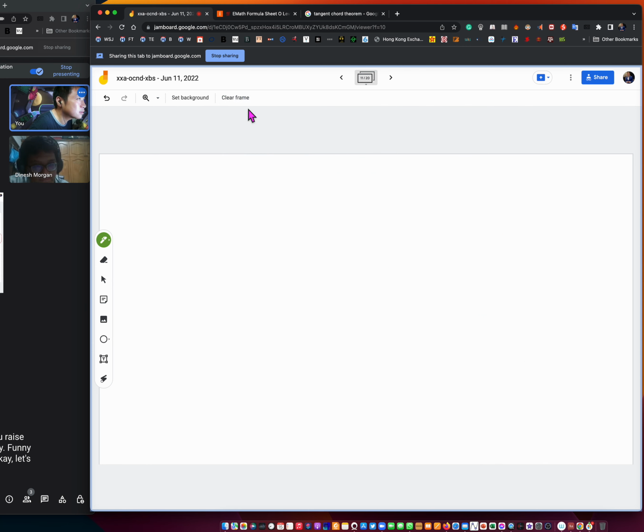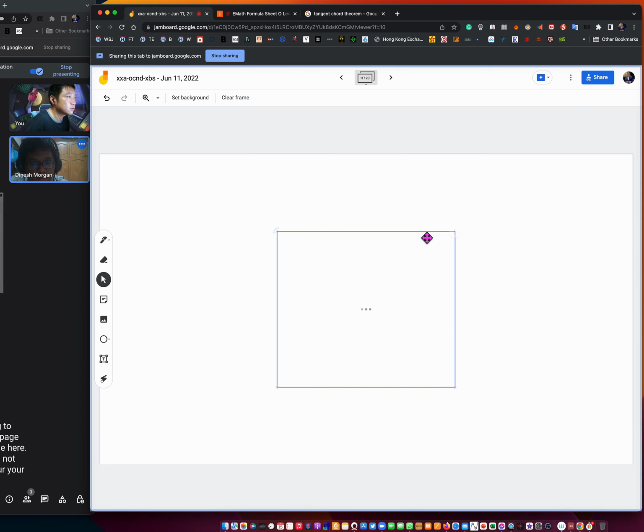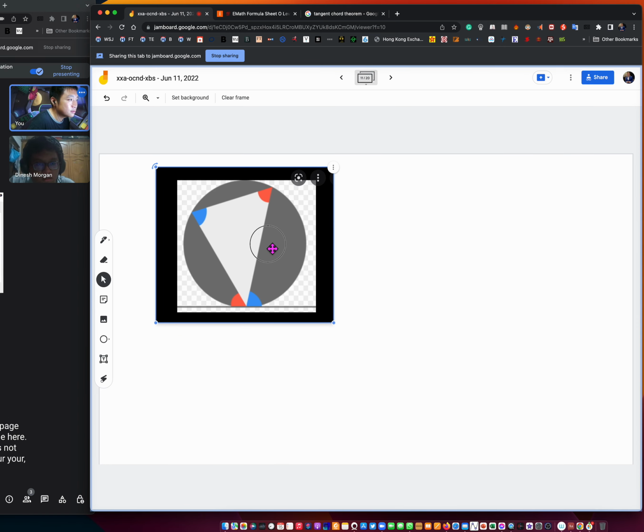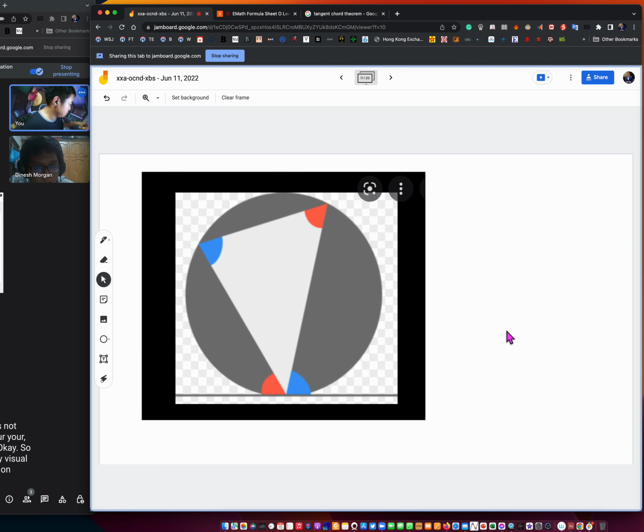Okay, let's go to slide 11. So I'm going to upload this page, tangent chord theorem, which is not given by your book. This is a very visual representation of that. So how to look at it. This is the red one, so the red and red is the same. So blue and blue is the same.